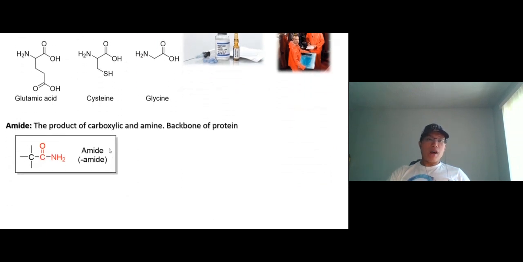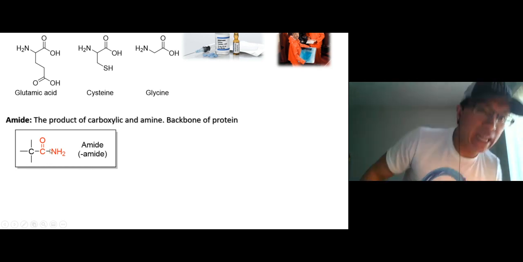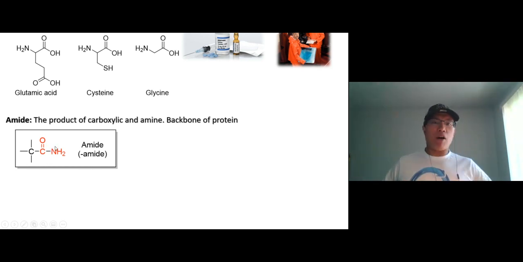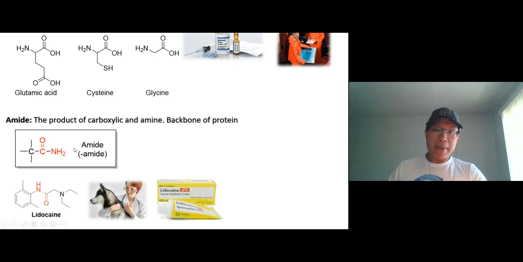Now, going further, amide is a product of carboxylic acid and amine. It's the backbone of protein. You see this abundant in pretty much everything in our body. Amide is also found in some types of medicine. For example, lidocaine, for pain relief right here, or an anesthetic drug.